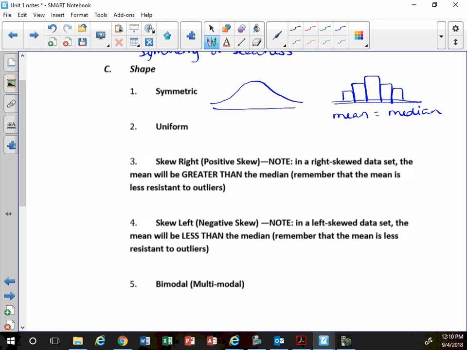What do you think it's going to look like if it's uniform? Yeah, so let's say you have a histogram again. They're just all the same. Okay. Technically, that's also still symmetric, right? You can fold it in half and the two sides would match up.